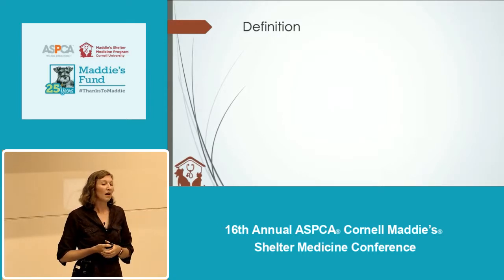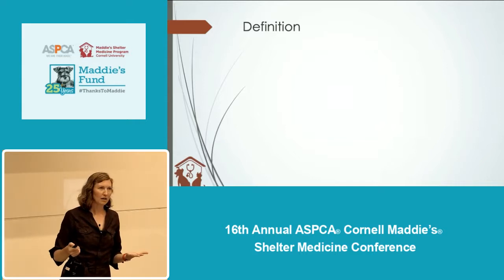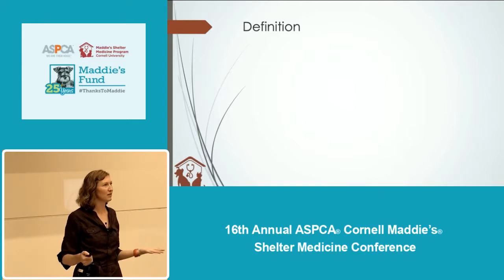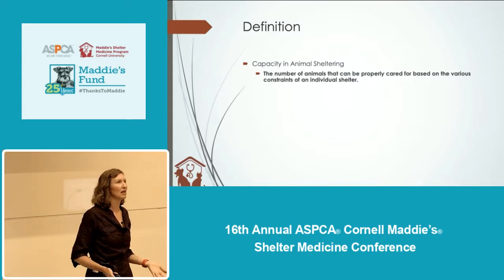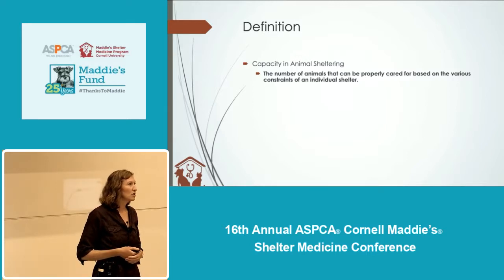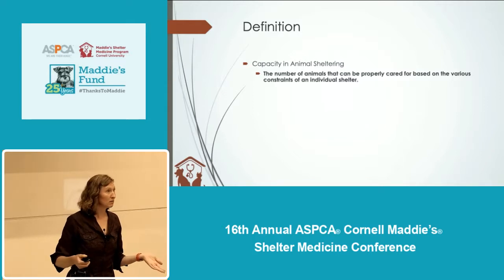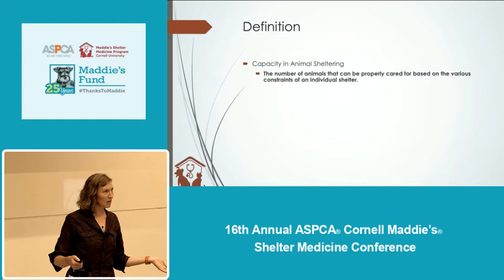So if you look at the definition of capacity for care, it's really actually hard in the primary literature to find anybody that defines it very clearly. So in animal sheltering, generally it's the number of animals that can be properly cared for based on various constraints that you might have as an animal shelter. So if you have the capacity for doing, say, 50 surgeries a week in your shelter, but you're taking in 400 animals that need surgery every week, it's probably over capacity. Make sense?